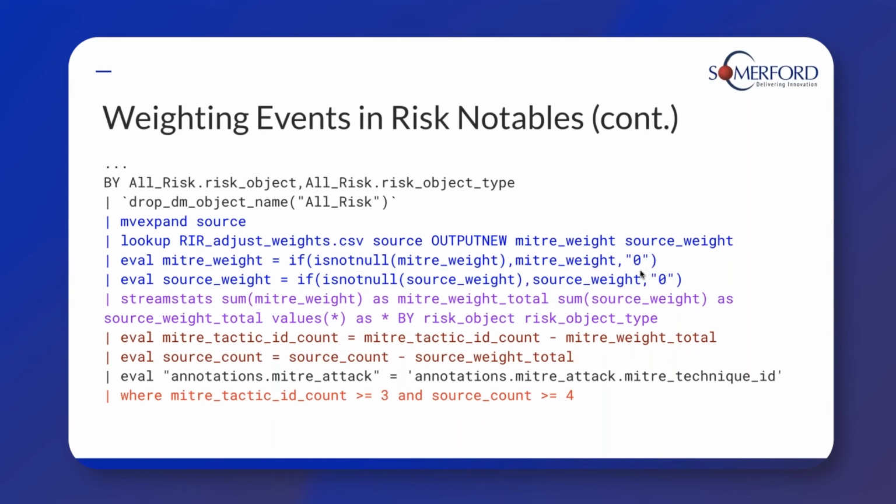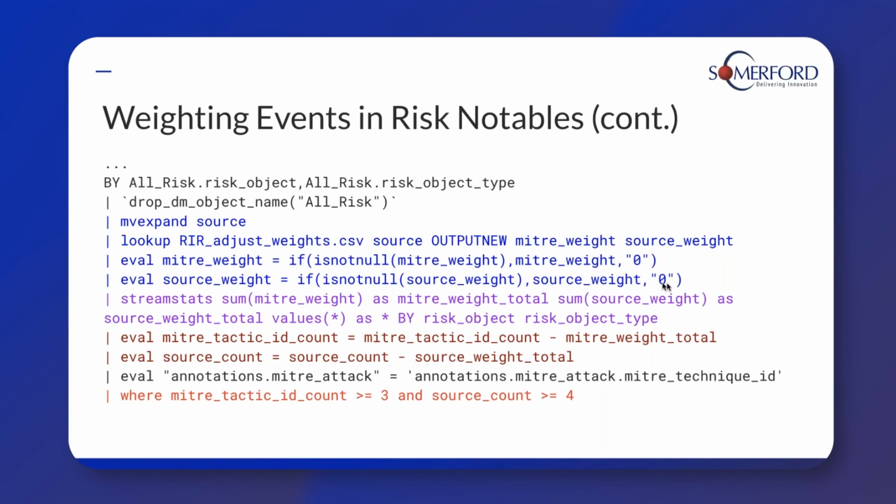So again, because we're only setting values if they actually are in our table, that means we don't have to keep the table full of all of the risk rules. And then we're grouping it together using stream stats, aggregating it together is probably a better term. And then we're going to count that MITRE tactic ID count, which was the original MITRE tactic ID count minus the MITRE weight count.